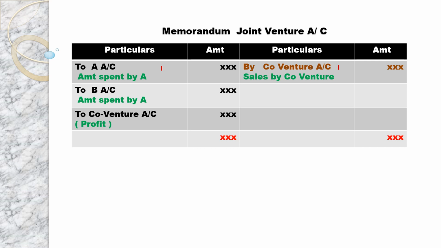On the debit side, we record purchases and other expenses paid by the co-venturers. So credit side sales, debit side purchases and expenses. Finally, you get a net profit that has to be distributed to the co-venturers.